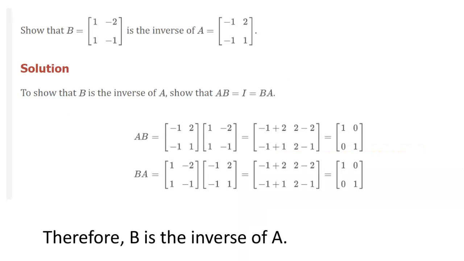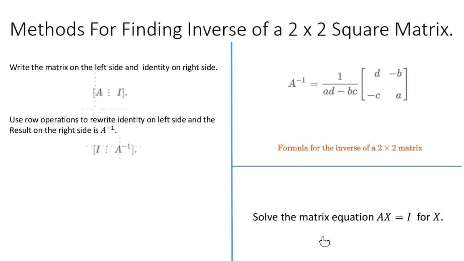Okay, so basically that is how we check if something is an inverse of each other. But the main part of the section is going to be how do we find that inverse? And there's multiple ways to do it. The first way is to write the matrix on the left side, and then you attach the identity matrix. Then you use row operations so that on the left side you end up with the identity matrix, and on the right side the remaining elements is what makes up the inverse. That's one way.